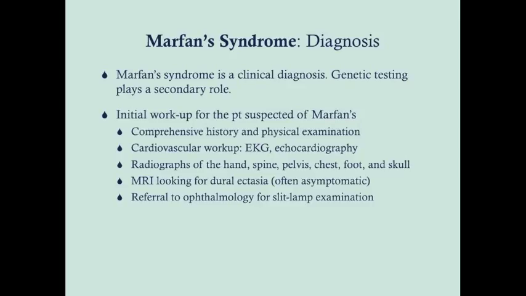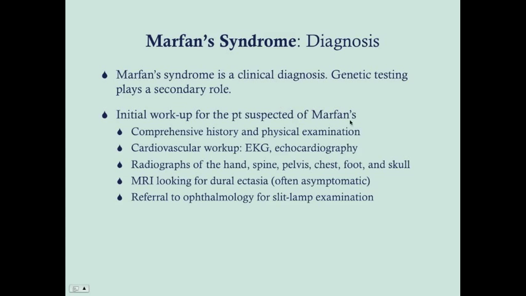So this is a clinical diagnosis. Genetic testing is only going to play a secondary role. The initial workup is going to include a comprehensive history and physical examination, a cardiovascular workup, which includes an EKG and echocardiogram, radiographs of the hand, spine, pelvis, chest, foot, and skull. You can do an MRI to look for dural ectasia. Like I said, this is usually an asymptomatic process. And then a referral to ophthalmology for a slit lamp examination.